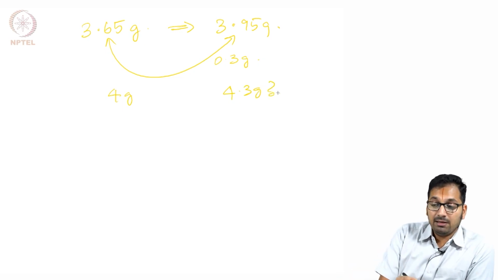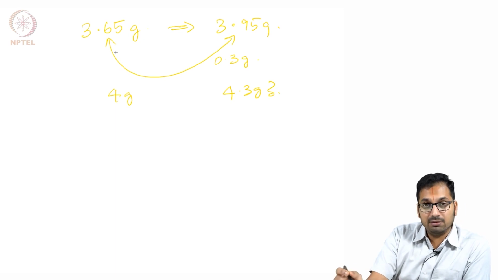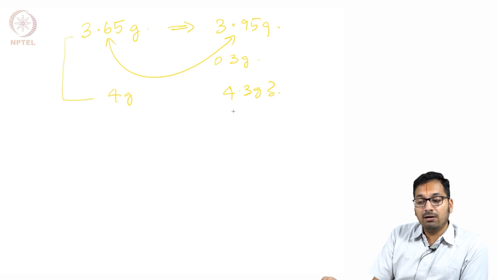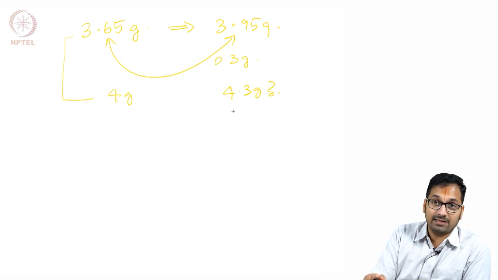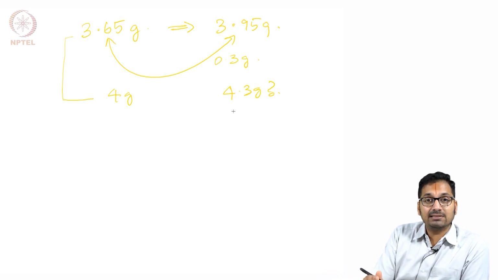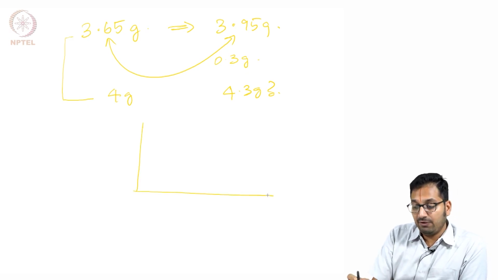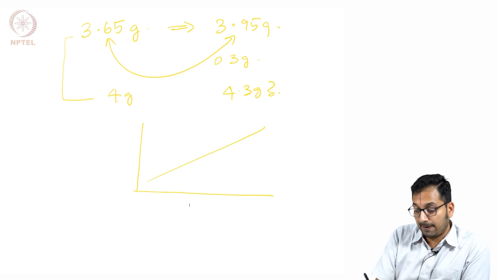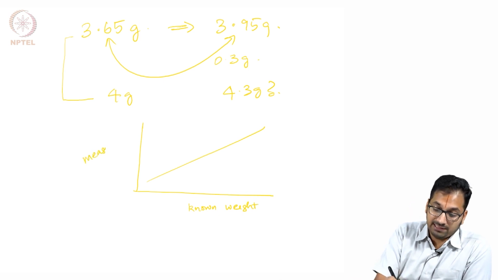Or maybe there is a slope associated with it, meaning that as I keep increasing, when I go from here to here, it need not be 4.3 grams; it could be a little more than 4.3 grams or a little less than 4.3 grams. So this is basically something like a calibration graph, where you add a known amount of grams, measure it, and then try to get a correlation between these two. This is the known weight, and this is the measured weight from your analytical balance, for instance.